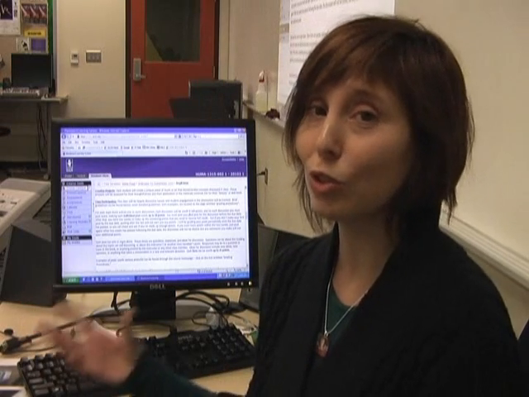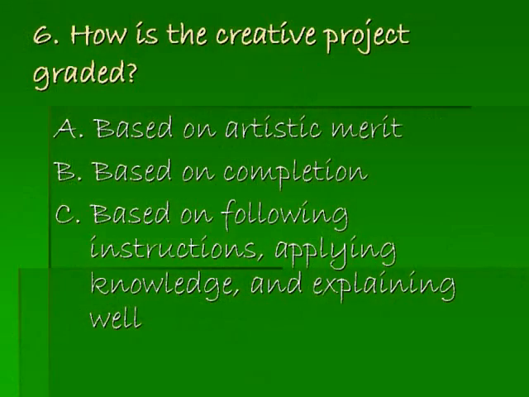So even if you don't consider yourself someone who's at all artistic or creative, you can still do great on the creative projects. But of course, I think that by the end of the semester, everyone will really enjoy doing those creative projects, and that's usually what happens.